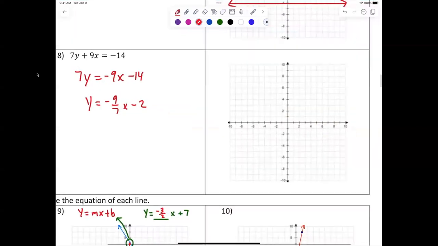So we go down 2. Can I really go down 9? No, because it'll take me to -11. So I go up 9. And then if I go up 9, I must go what? To the left 7.